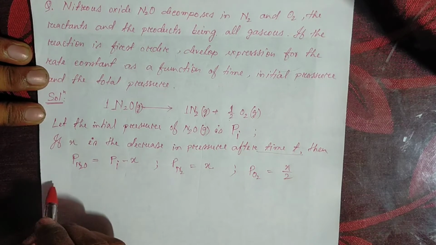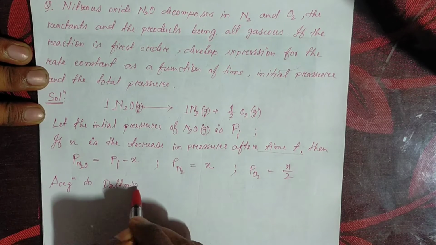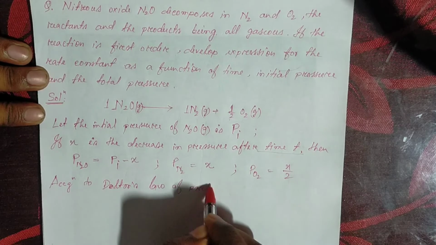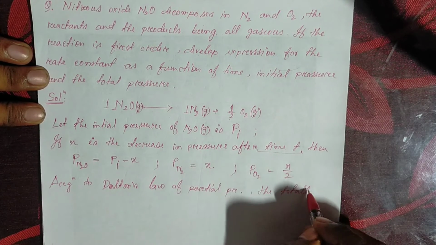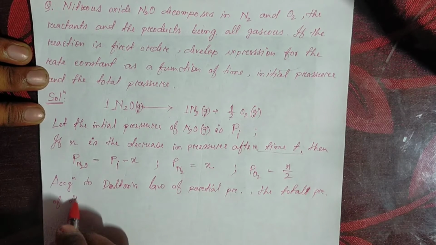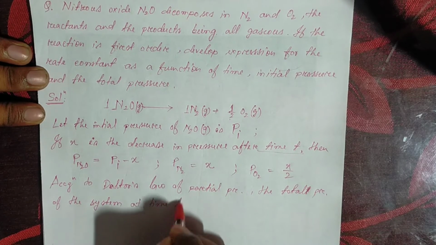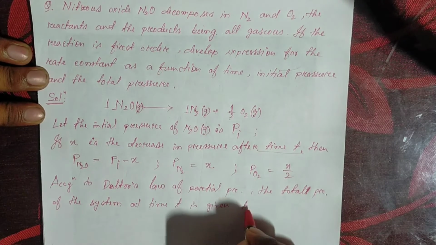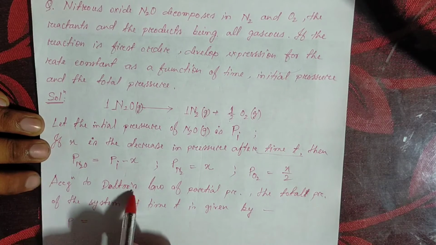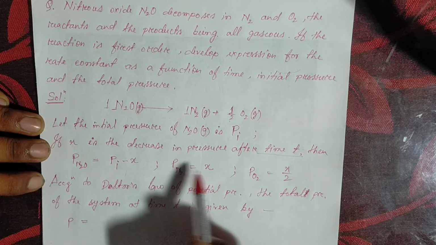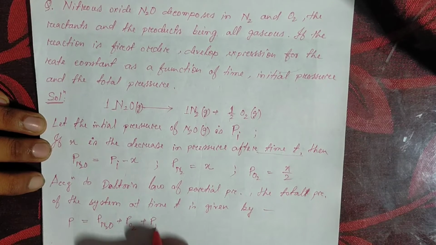Okay, next, according to Dalton's law of partial pressure, the total pressure of the system at time t is given by P is equal to the sum of all these three partial pressures. That means P N2O plus PO2 plus PN2.